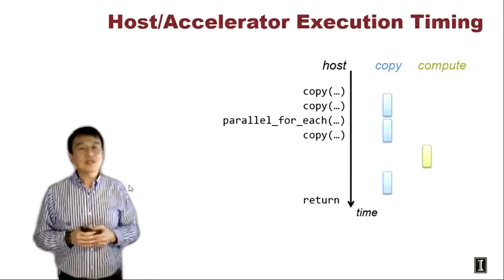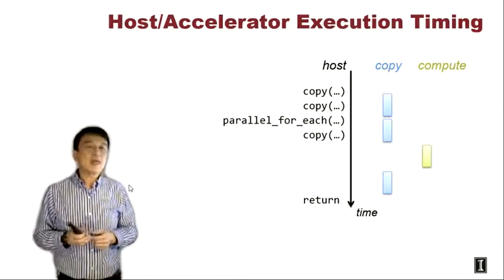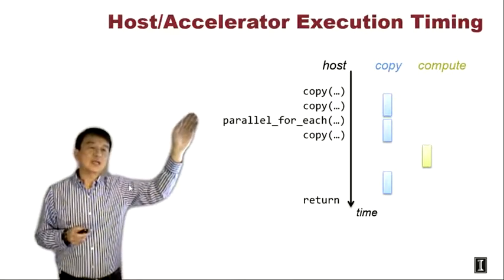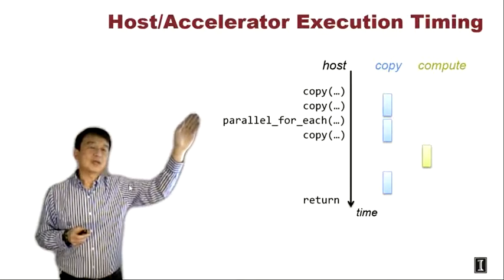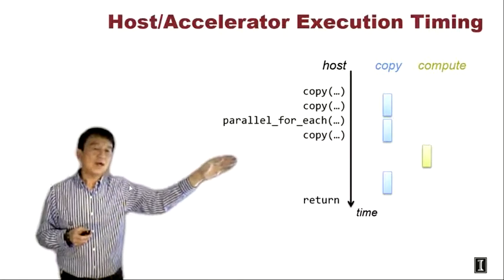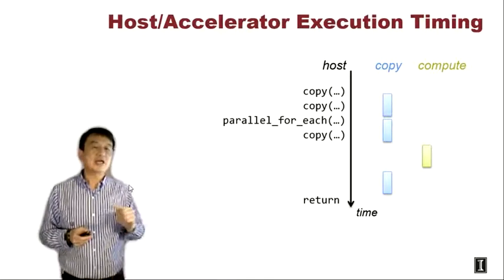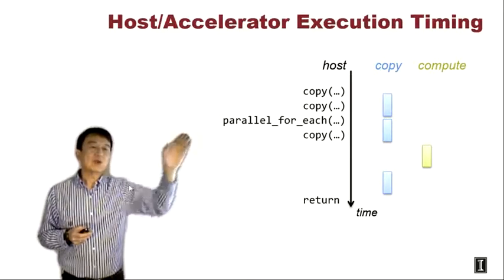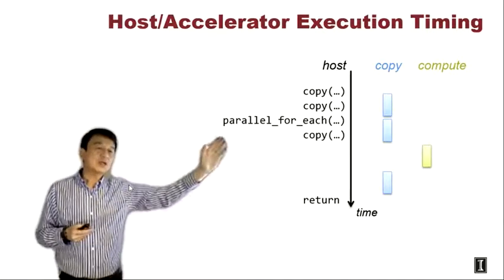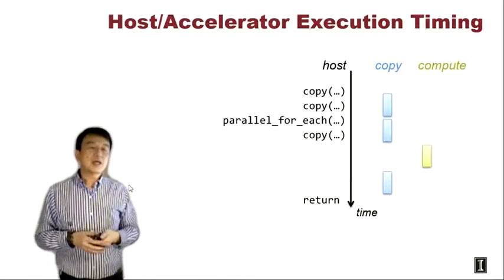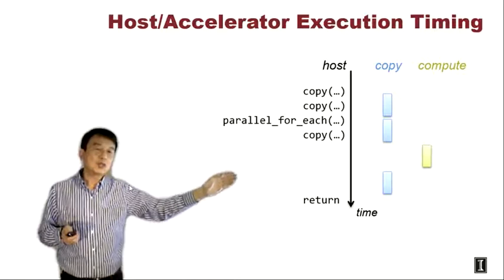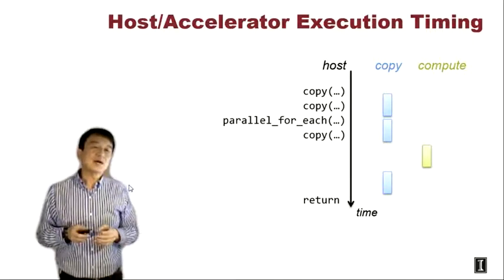The next important part is the host accelerator execution timing. When we use, let's say, array view, the execution on the host is to copy A, copy B, then execute the kernel, and then copy C back. Whether we use explicit copy or array view and let the compiler generate the copy, the execution timing is pretty much the same.